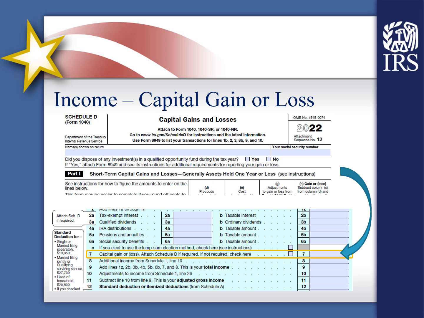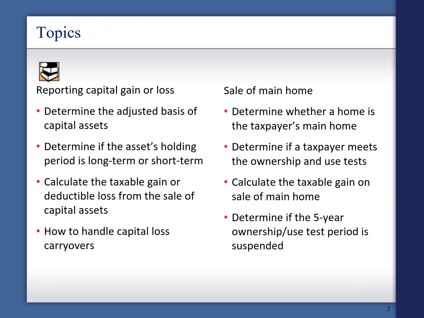Let's take a look at the definition and topics we are about to discuss. Here's the definition of a capital gain. Capital gains are usually income derived from stock sales, but can also be from the sale of a home. We're going to talk about the holding period for capital assets and how to enter this information into TaxSlayer.